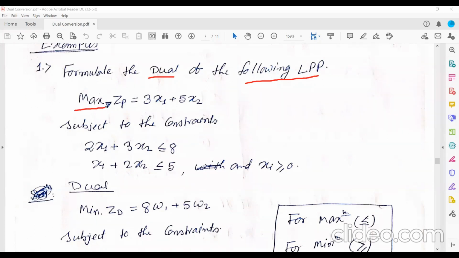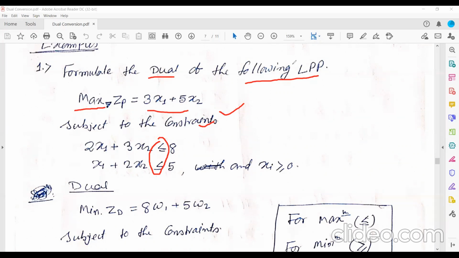So the problem is maximization. Max Zp, that means primal, 3x1 plus 5x2, subject to the constraints. Since the problem is maximization, all the constraints should be less than or equal to. So okay, less than or equal to is present here. No problem. So that means this primal is itself a standard primal. So nothing to change here. It will remain as a standard primal.